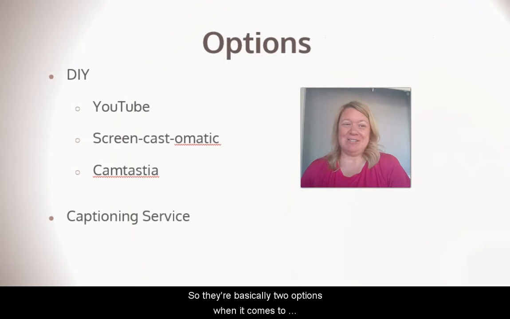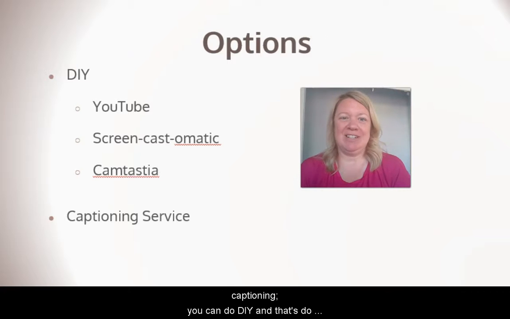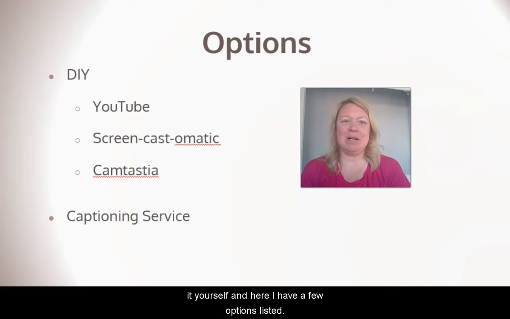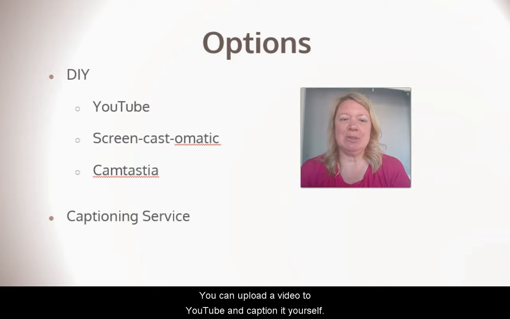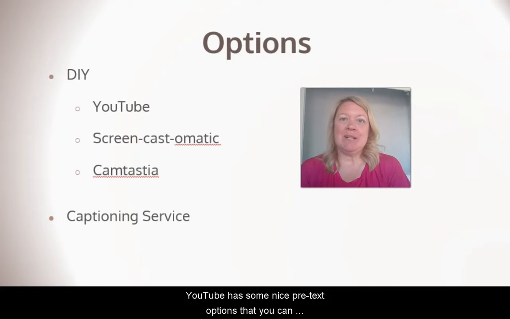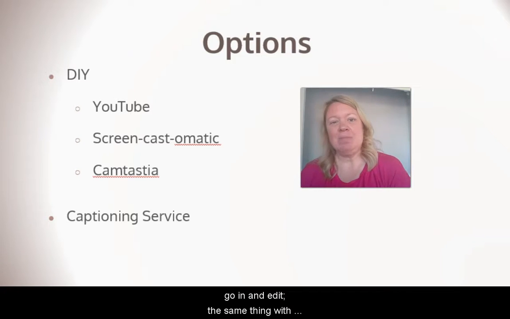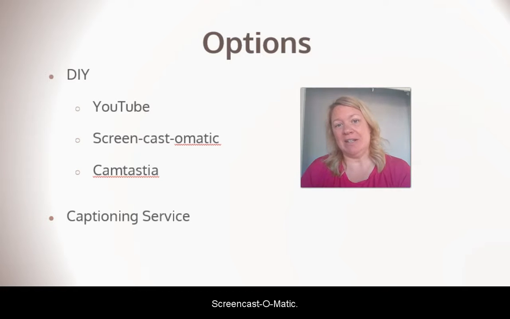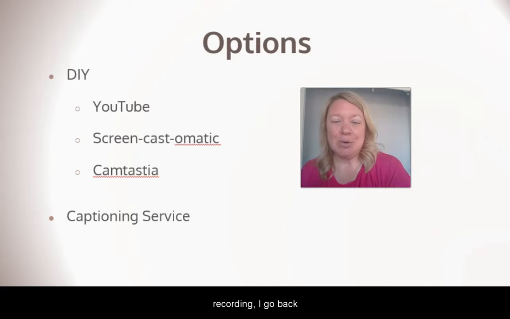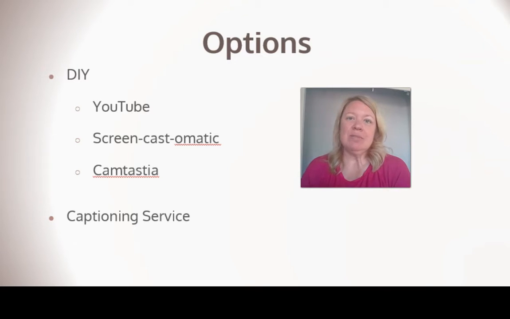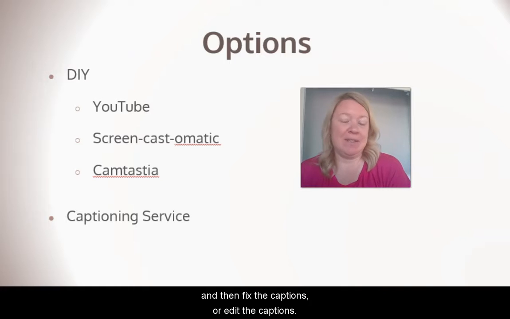So there are basically two options when it comes to captioning. You can do DIY, and that's do it yourself. And here I have a few options listed. You can upload a video to YouTube and caption it yourself. YouTube has some nice text options that you can go in and edit. The same thing with Screencast-O-Matic. I use Screencast-O-Matic to film Digital Bytes. Once I do a recording, I go back and then fix or edit the captions.